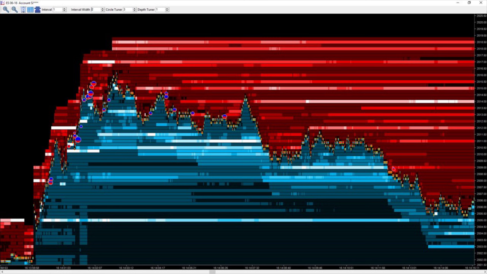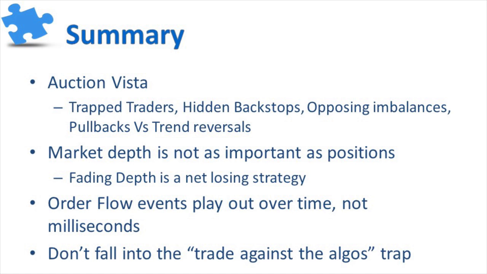The Auction Vista historical order flow view is more than just a pretty user interface. It does give us additional actionable information that we can use to trade off. So it helps us to understand when traders are getting caught offside. It does give us additional prices that become potential entry and stop out points based on areas with concentrations of positions. Now, when using the tool, you have to think in terms of how the market is playing out over time, and not just look for buy sell signals that occur in one splice of time.